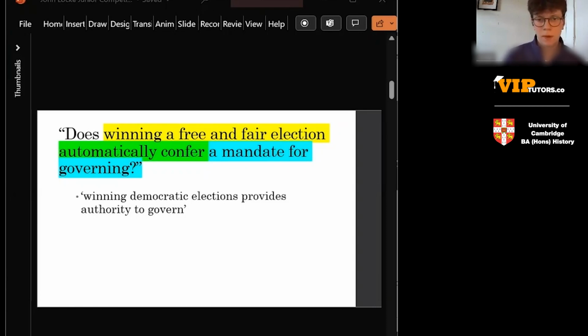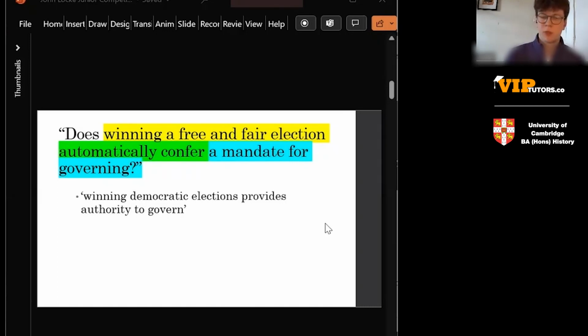Now, let's begin by looking at the overall direction of the question, as I mentioned, and explaining actually what this means, because it is quite a complex one, especially for the junior competition. So what does this question mean? Now, I've given a more basic way of phrasing what the question is getting at below. So winning democratic elections provides authority to govern. Now, that's basically what this question means.